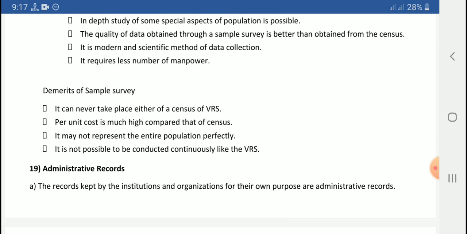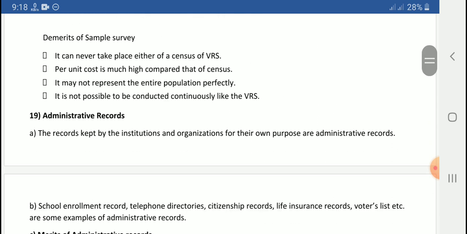Similarly, there are the demerits. It can never take the place of either a census or VRS. Per unit cost is much higher as compared to that of census, and it may not represent the entire population perfectly, and it is not possible to conduct continuously like the vital registration system.